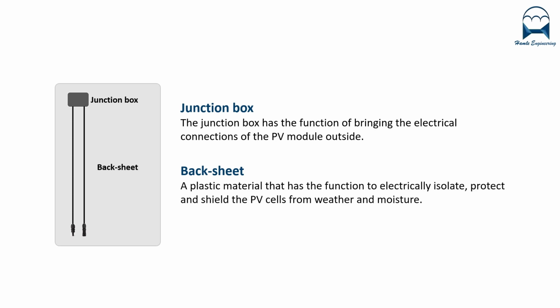Backsheet. The term backsheet literally means the sheet on the back. It is made from a plastic material that has the function to electrically isolate, protect, and shield the PV cells from weather and moisture. This particular sheet is usually white in color and is sold in rolls or sheets. There are particular versions that can be different in thickness, in color, and in the presence of particular materials for a greater shielding or for a higher mechanical strength.